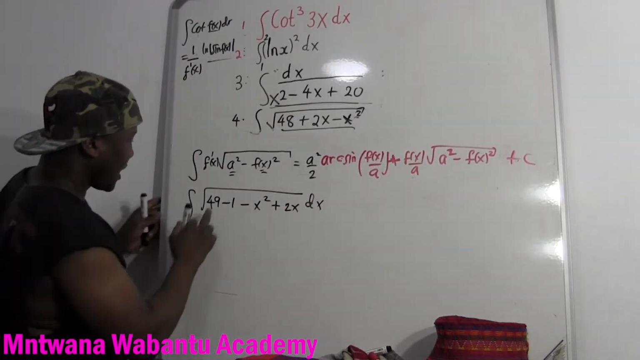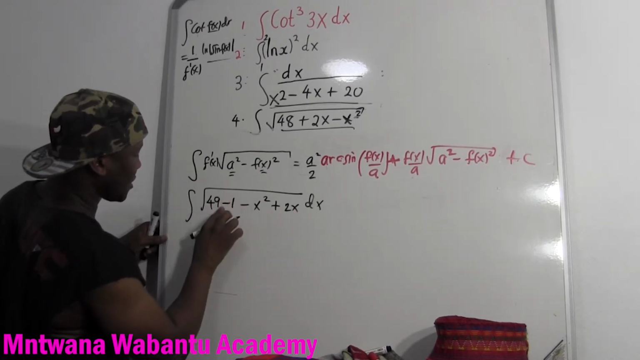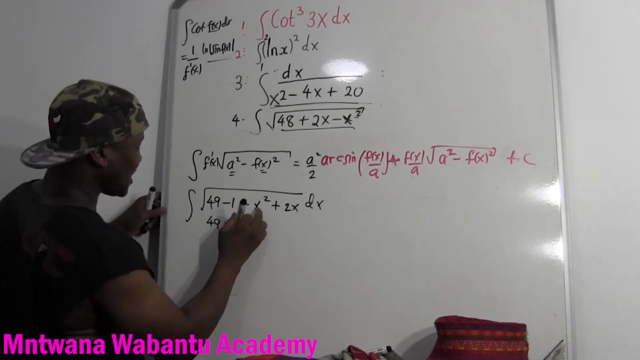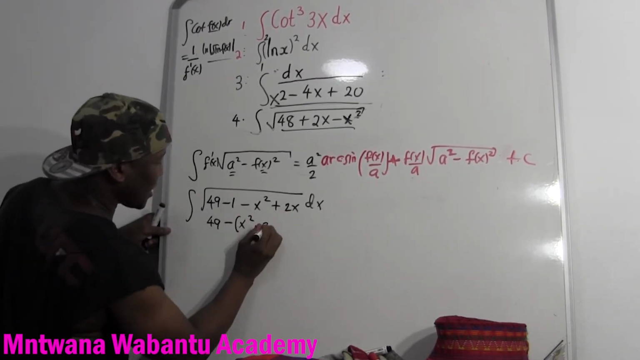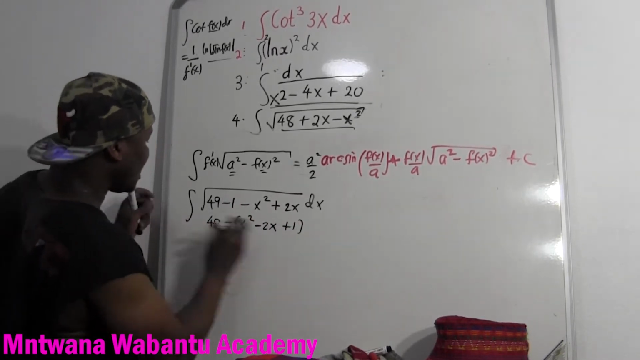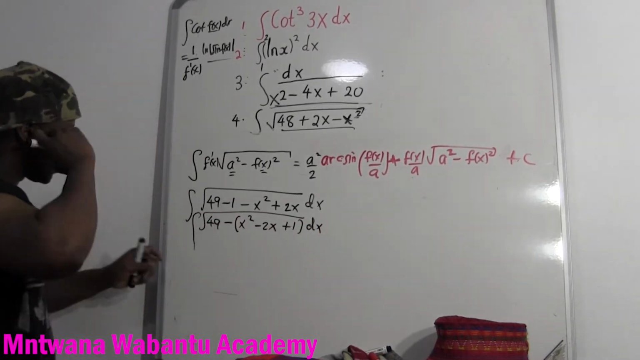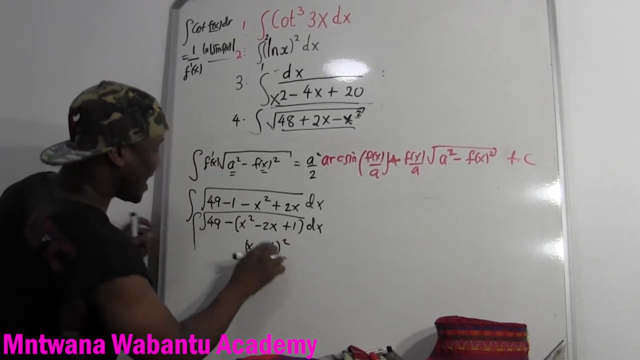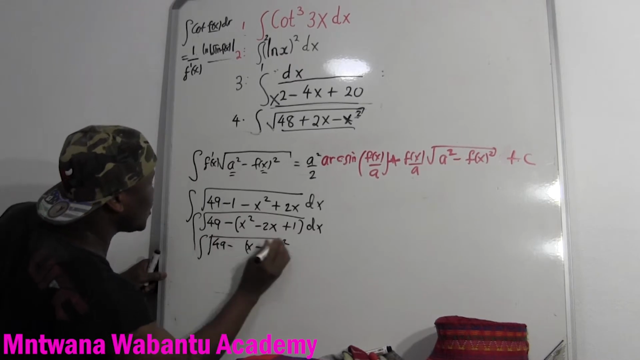Now I'm going to pull this together. So I'll say 49 minus, let me start with the x squared. If you take the negative out, it's going to be x squared. Now for this, it is going to be negative 2x, and this is negative, so it becomes positive 1. If you put it in, it's the same thing. Now if you factorize this, it's going to be x minus 1 squared. If you expand it, it's going to be this. 49 minus, integral.